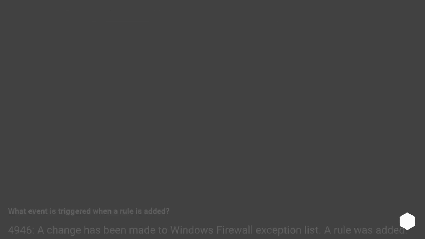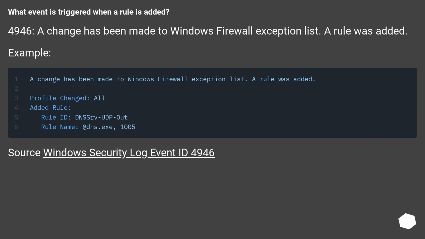Source: Viewing Firewall and IPsec Events in Event Viewer. What event is triggered when a rule is added? 4946, a change has been made to Windows Firewall exception list. A rule was added. Example. Source: Windows Security Log Event ID 4946.